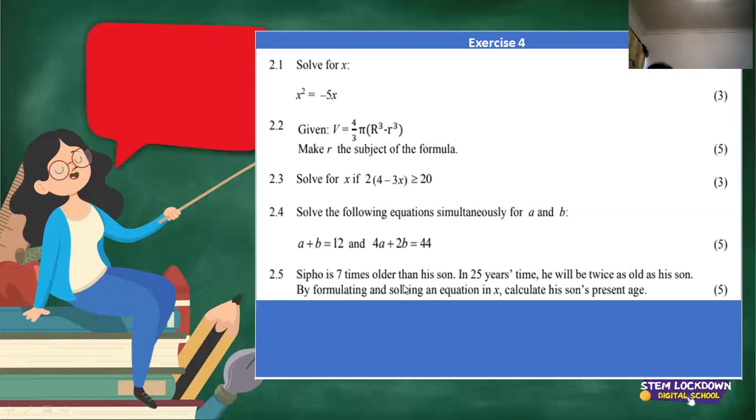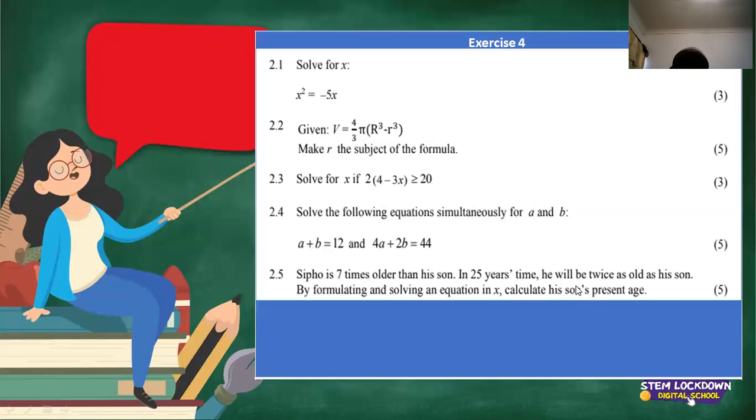Look at that. Sipho is 7 times older than his son. So let's say his son's age is x, then Sipho's age will be 7x. So now Sipho is 7x, the son is x at the moment. But in 25 years' time, he will be twice as old as his son.